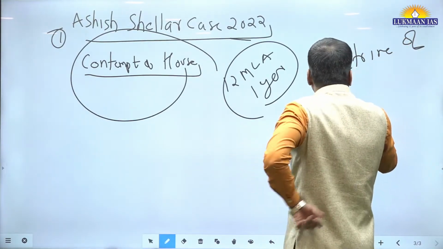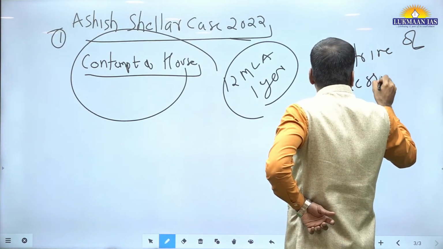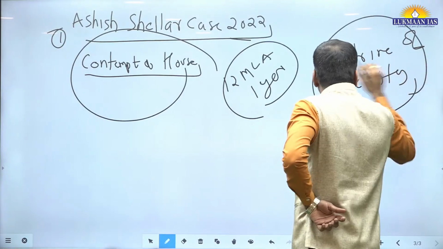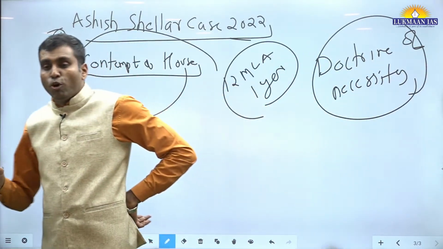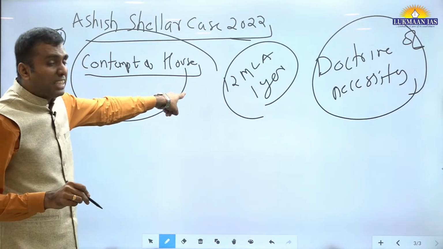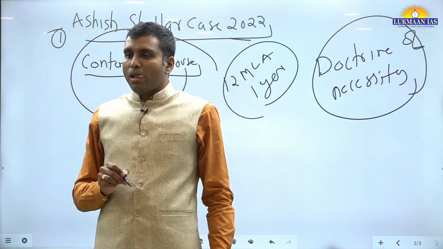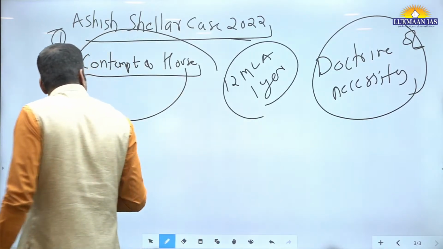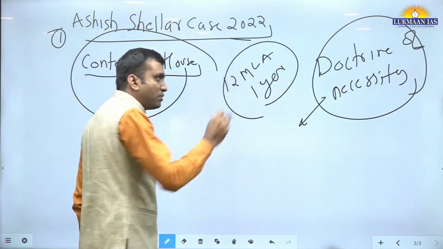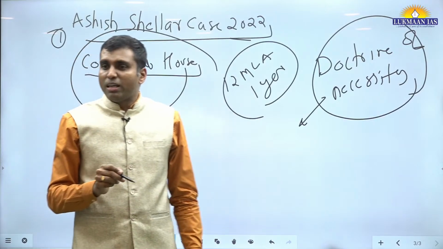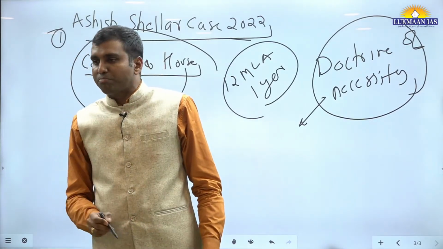Doctrine means one set of principles. Doctrine of necessity. This doctrine of necessity is used to find out whether the suspension for 1 year is justified or not. The Supreme Court said, if you apply this doctrine of necessity, then this 1 year seems to be excessive.